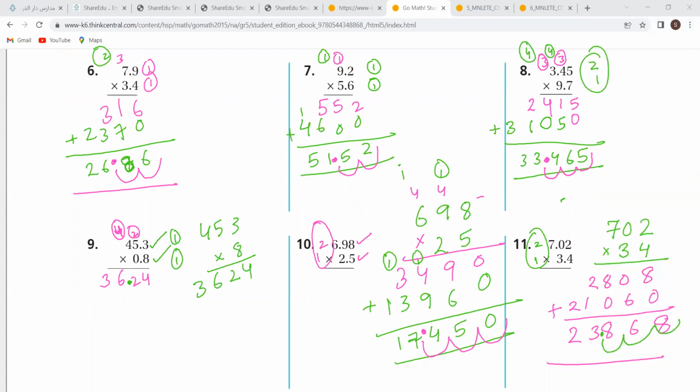Girls, girls, please complete your work. Miss, I'm done. Miss. Yes. Oh, I think now we have Islamic. After this, we have Islamia.